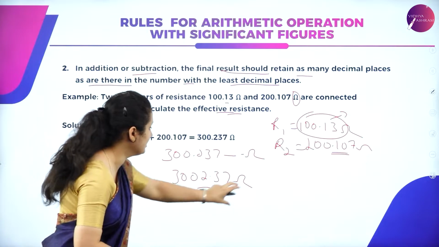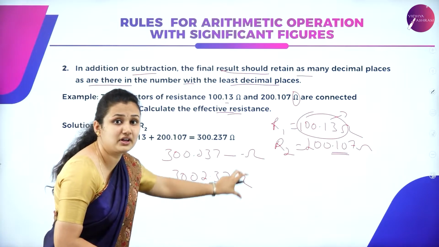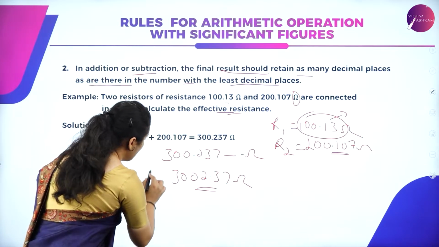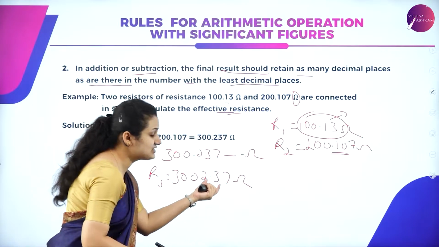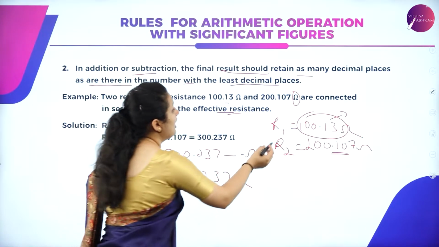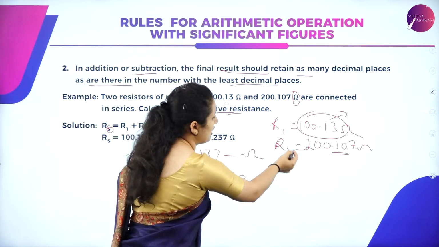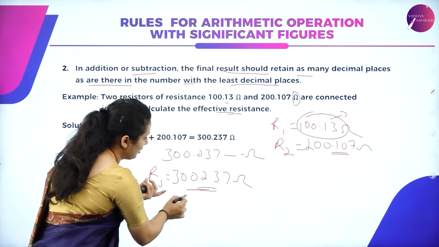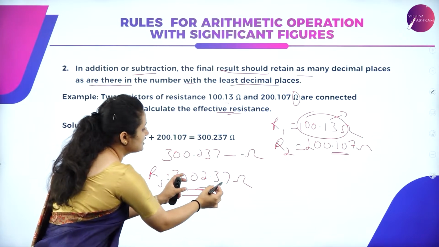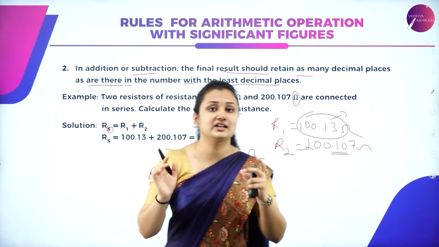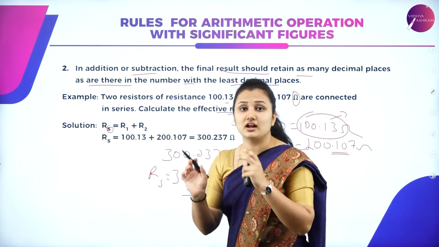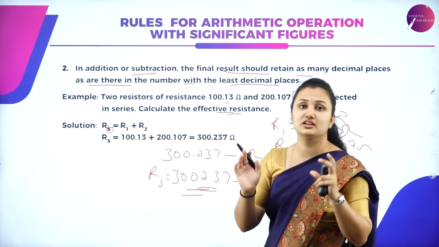At the final answer, after the calculation of effective resistance, the final answer should have the least decimal points. Here R1 has the least decimal points compared to R2. So I am rounding my answer to the least decimal point. In multiplication and division, we should consider the least number of significant figures.